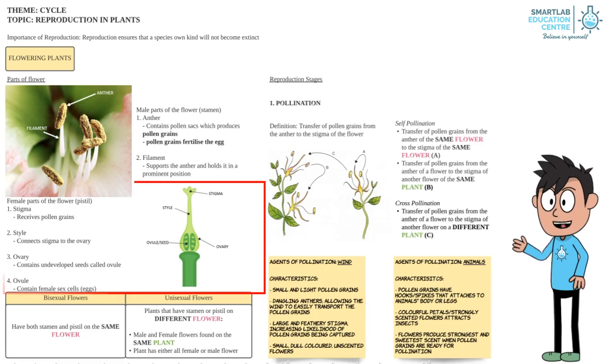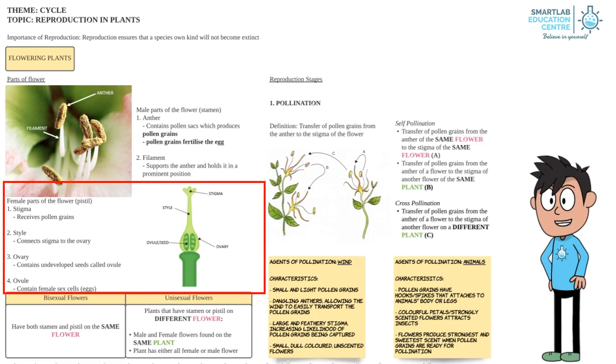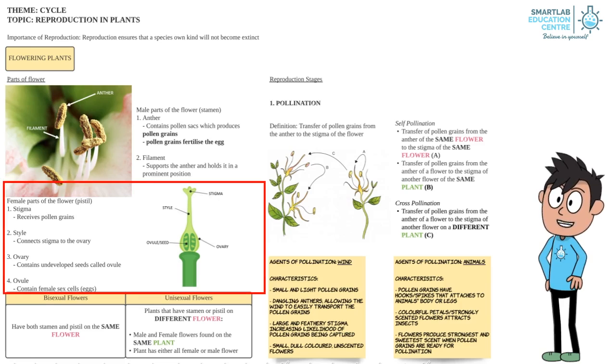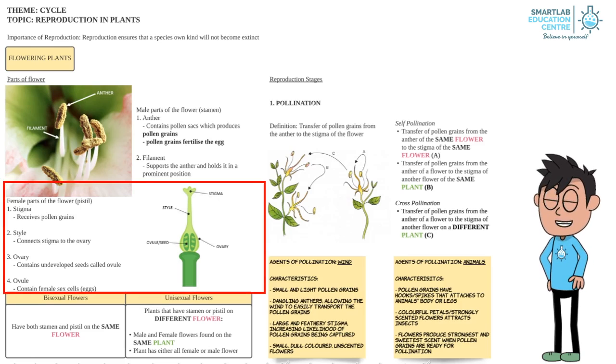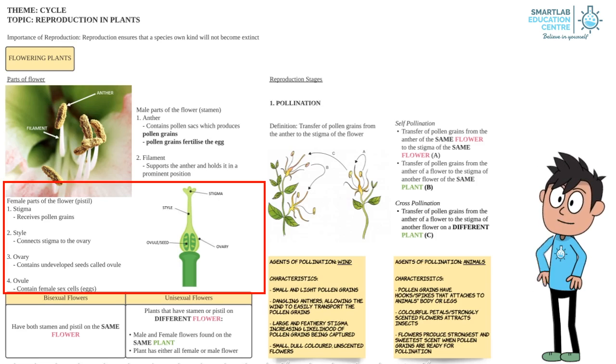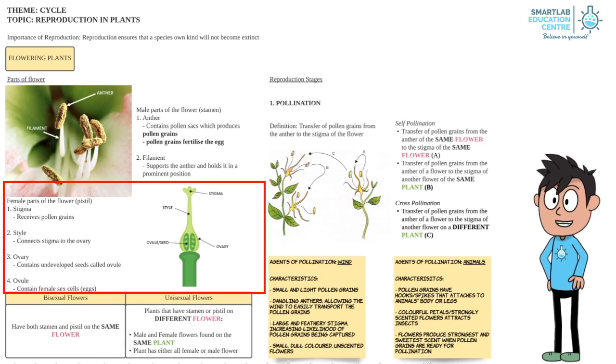Let's look at the female parts of a flower. The stigma functions to receive pollen grains. The style functions to connect the stigma to the ovary. The ovary contains undeveloped seeds, also known as ovules. The ovule contains female sex cells, which are also called eggs.